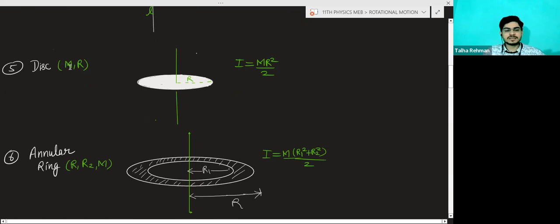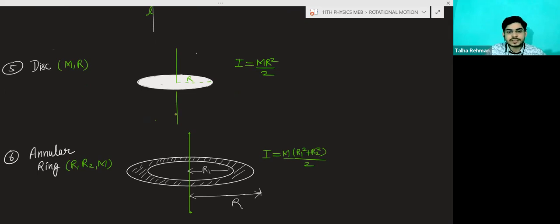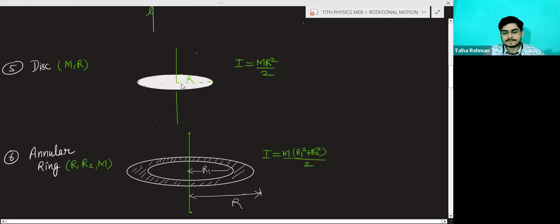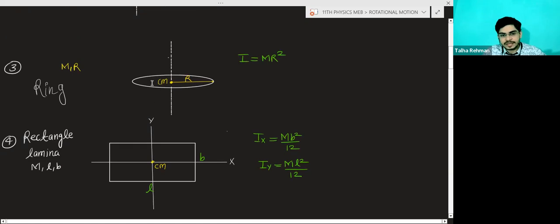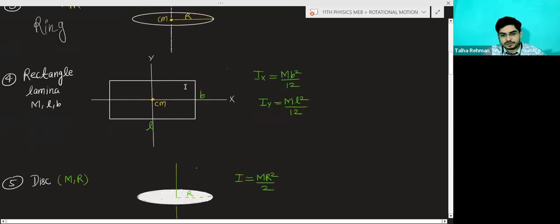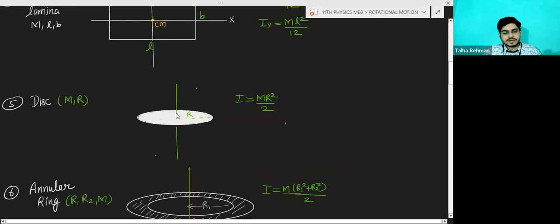This disk has a mass m and radius r, and this is an axis which is passing through the center of mass of the disk. About this axis the moment of inertia will be mr square by 12. So this is a disk and this is a ring. For the ring here there is no mass, for the disk here there is a mass.